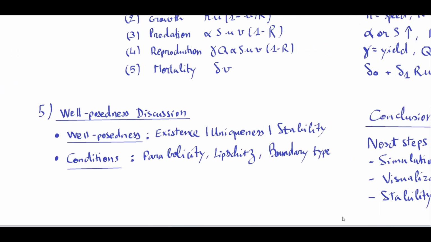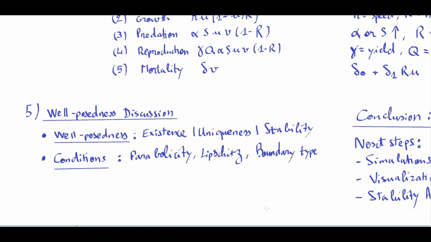So what about the well-posedness? Well-posedness means that the solution exists, is unique, and depends continuously on initial data. The parabolic operator has maximal regularity, and the reaction terms are Lipschitz. The boundary conditions, Neumann, no flux, enforce isolation or mass conservation.